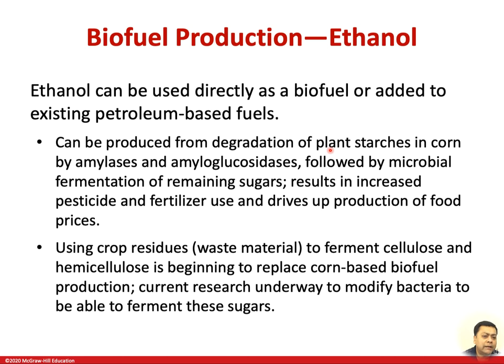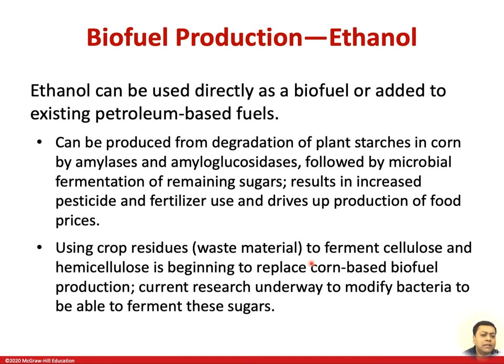So what's the alternative? You can use crop residue or waste material to ferment cellulose, and hemicellulose is beginning to replace corn-based biofuel production. Now, when you break down the cellulose and the hemicellulose, you produce 5 different types of sugars: glucose, xylose, mannose, galactose, and arabinose. And to break down this cellulose and hemicellulose, you need to heat these in acidic conditions at about 100 degrees Celsius.